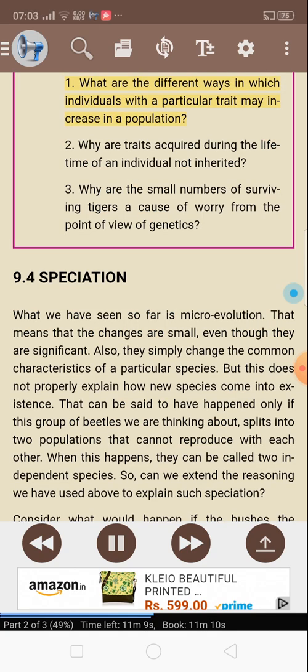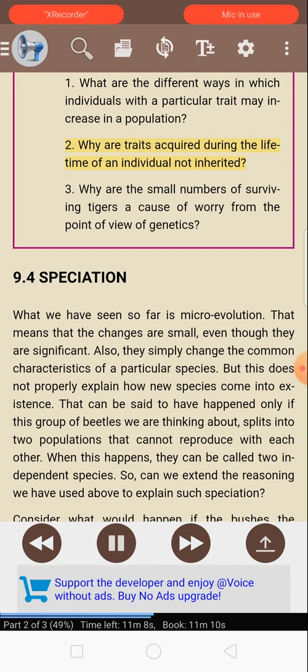Questions. 1. What are the different ways in which individuals with a particular trait may increase in a population? 2. Why are traits acquired during the lifetime of an individual not inherited? 3. Why are the small numbers of surviving tigers a cause of worry from the point of view of genetics?